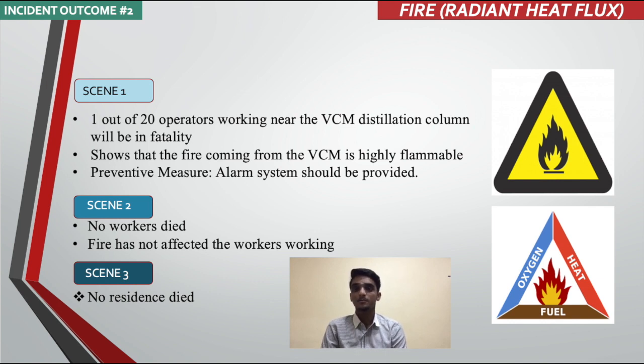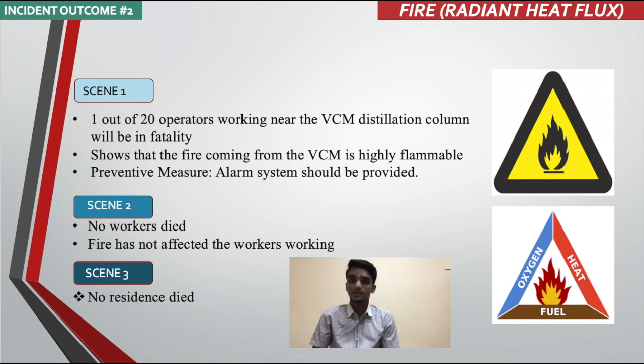After calculating the probability analysis and the percentage of fatality, the result shows that the fire caused 1 out of 20 operators working near the C202 VCM distillation plant to die. Therefore, immediate action should be taken, where operators should wear personal protective equipment in order to reduce the damage from the fire. Other than that, an alarm system should be provided to sound when any fire or heat is sensed, thus making the operators react to the sound and immediately run to the safe zone.